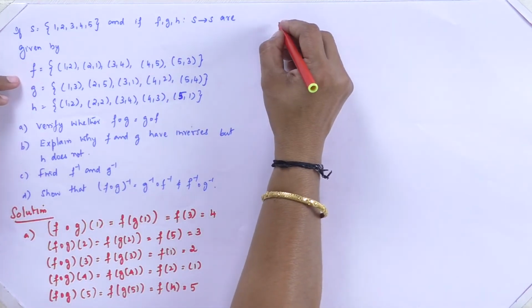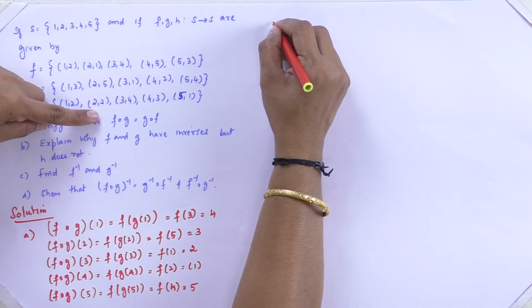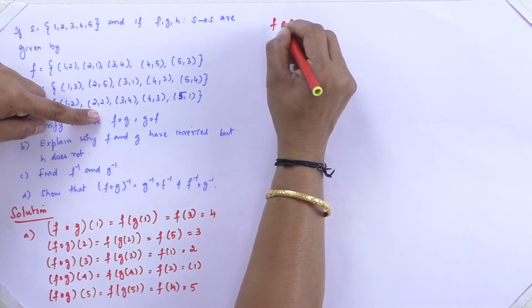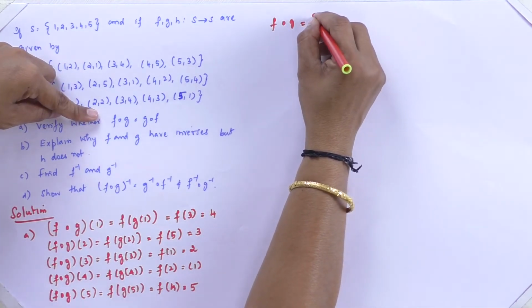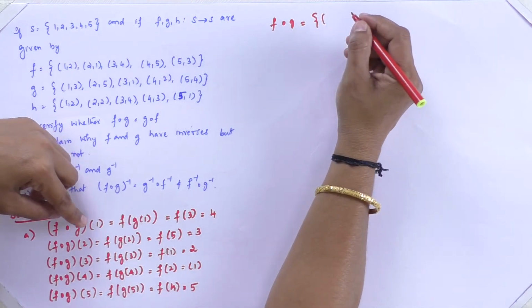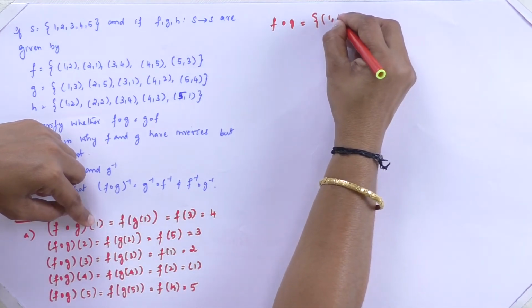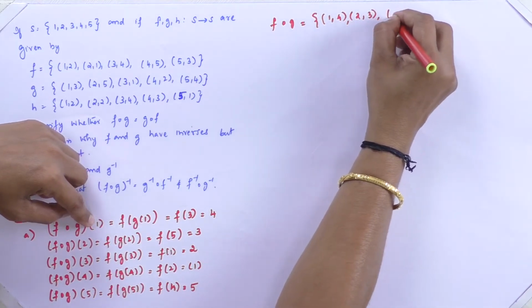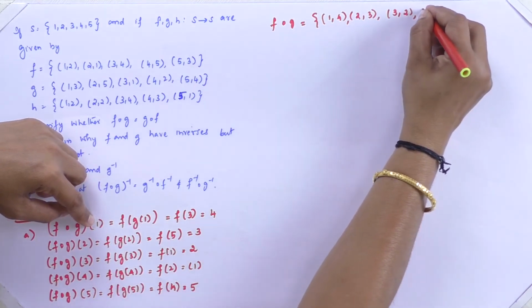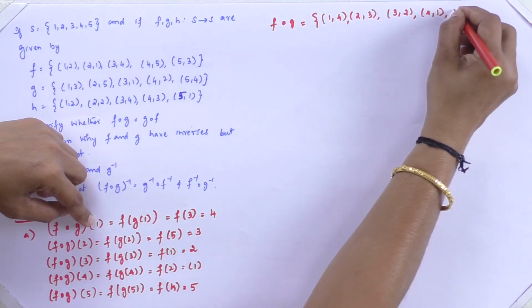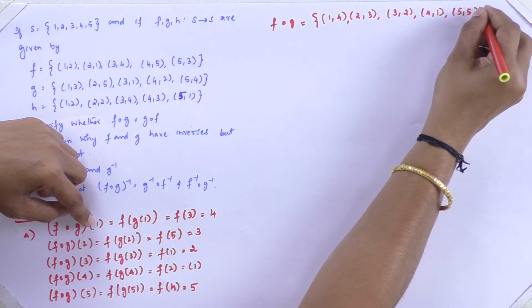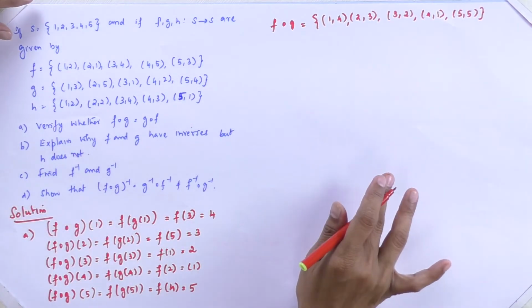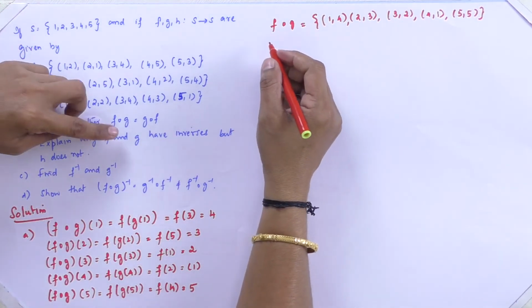So now this composition, that is G composition F, I will write in terms of ordered pairs. So 1 is mapped onto 4, 2 is mapped onto 3, 3 is mapped onto 2, 4 is mapped onto 1, 5 is mapped onto 5. So this is how we will find out G composition F.